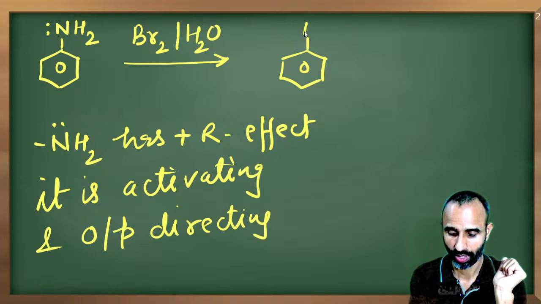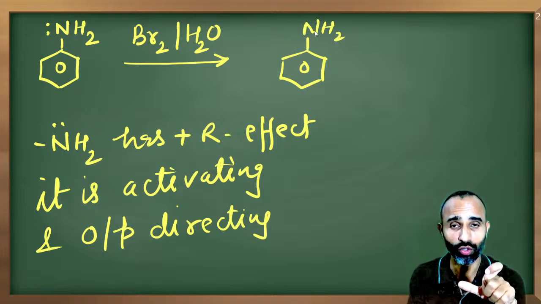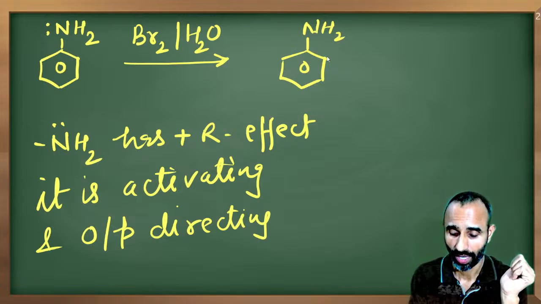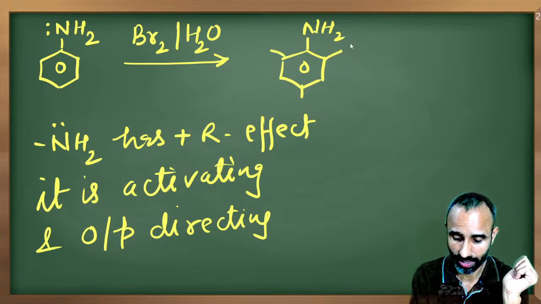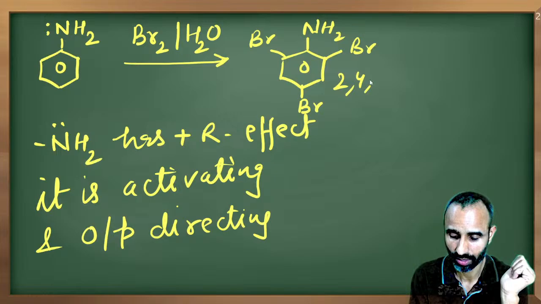So actually NH2 is a very activating group, highly activating group, and therefore bromine gets attached to all the three positions. We get 2,4,6 tribromoaniline.